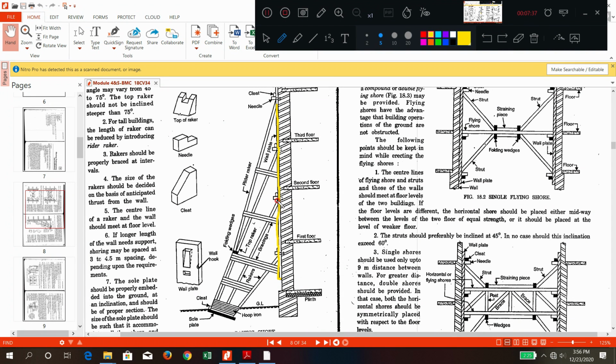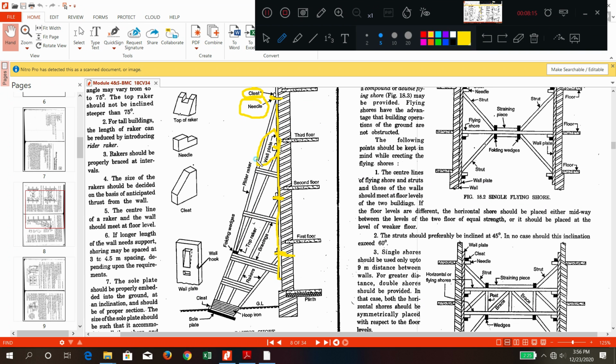And wherever the rackers are meeting the wall, there you have inserting needles. These are called needles or pegs. Can you see here? Needle. Now to fix that needle in place, there is one item called a cleat. Cleat, you have heard this name, generally it comes under the roofs. Such that the needle is fixed in its position, and you have the wall plate on the wall, above that the rackers are there.